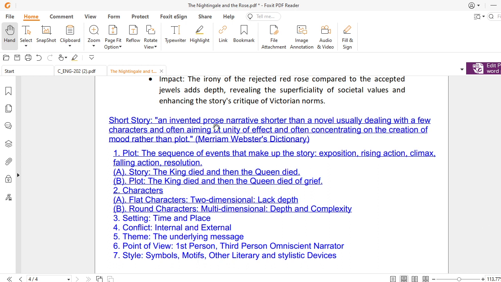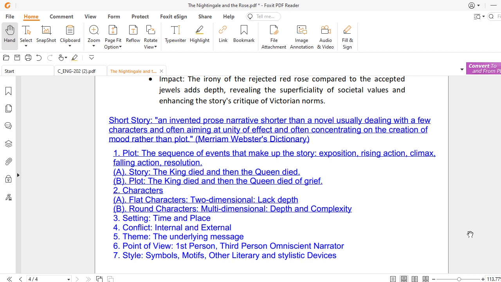So what is a short story? As far as the definition is concerned, I have picked this definition from the Merriam-Webster dictionary. There are also other definitions, but I found this one easier, and it is also comprehensive. How does the Merriam-Webster dictionary define the short story? An invented prose narrative shorter than a novel, usually dealing with a few characters and often aiming at the unity of effect and often concentrating on the creation of mood rather than the plot.